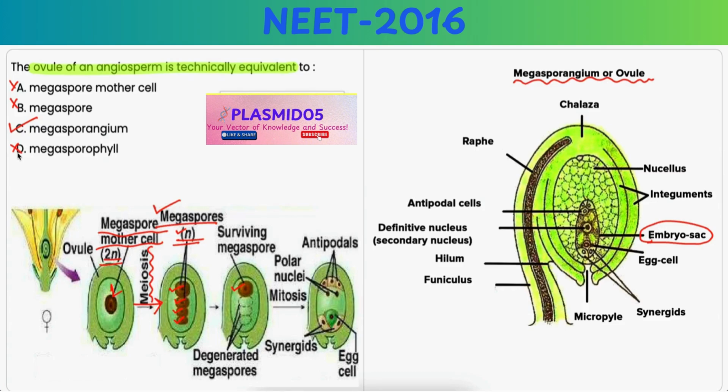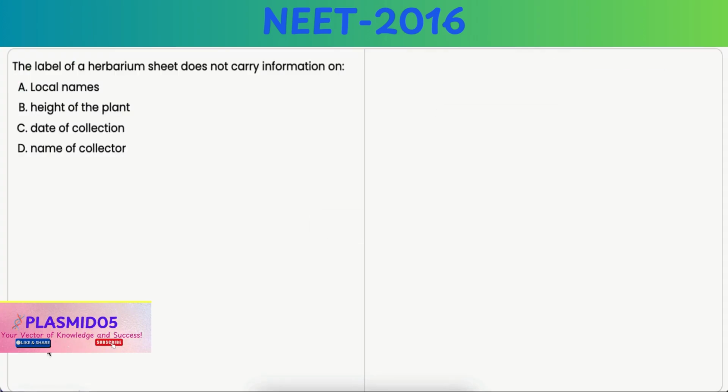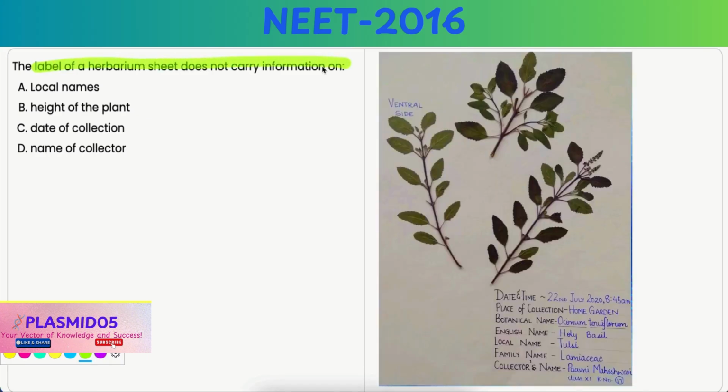The label of a herbarium sheet does not carry information on option A, local names. It is incorrect because it includes the local names of the plant, as it helps in identifying and connecting the specimen to regional knowledge. Option B, height of the plant.